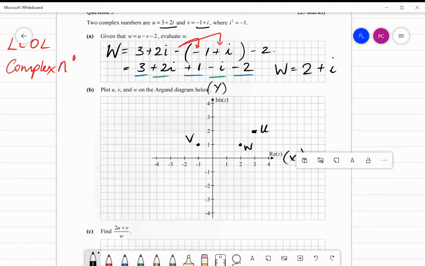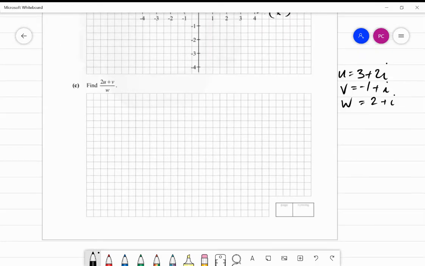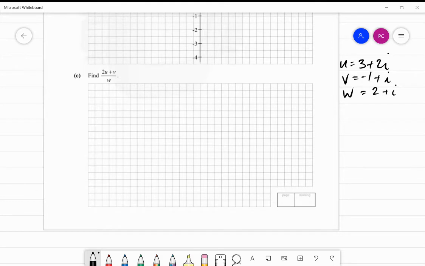I'm just going to write down U is 3 plus 2I. V is minus 1 plus I. And W is 2 plus I. So part C then generally has some sort of division of complex numbers. When we divide by a complex number, we have to multiply top and bottom by the complex conjugate of the bottom. Now, unfortunately, with complex numbers, that's either going to be something that you've revised and learned and know, or you're not going to be able to continue too far into the question.